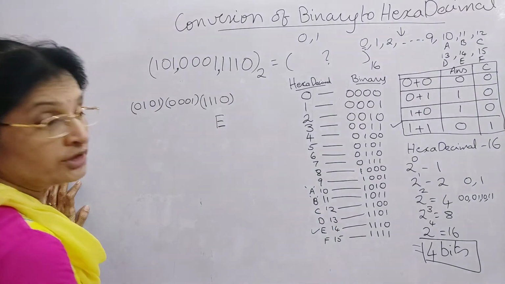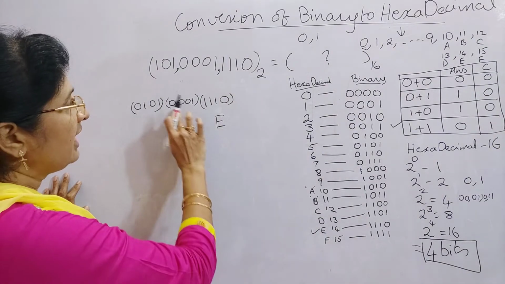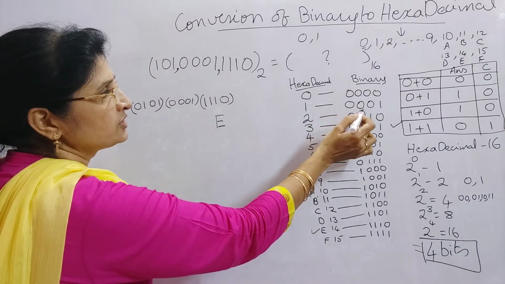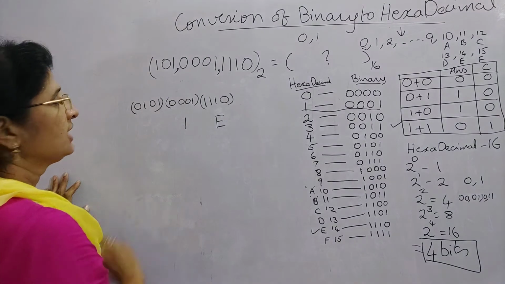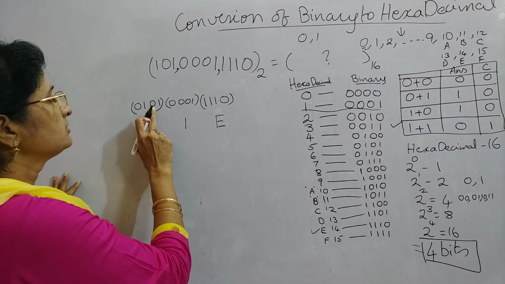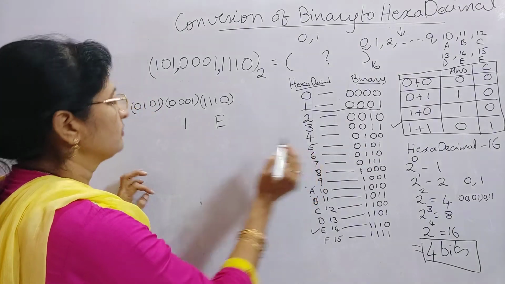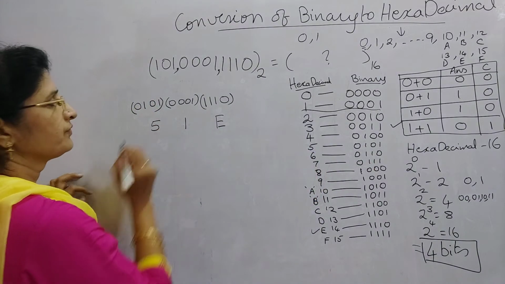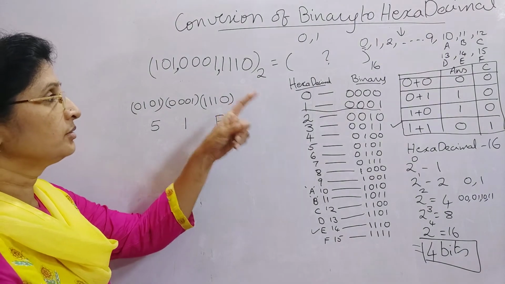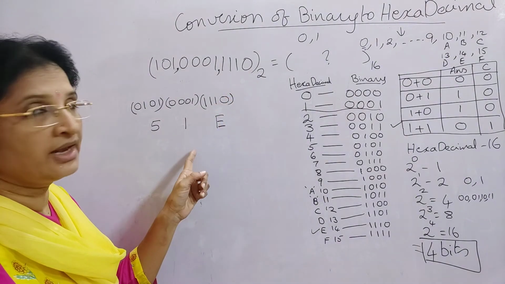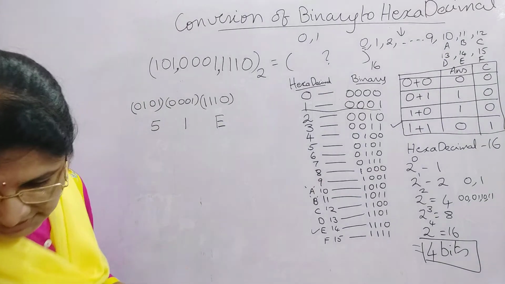And the next one is what? Next one is 0001. What is the value of 0001? So if you see here, it is 1. And the next one is 0101. So see where the 0101 is there. It is for 5. So it is 5. So now you got the 3 individual digits of the hexadecimal number. So now this is the answer.